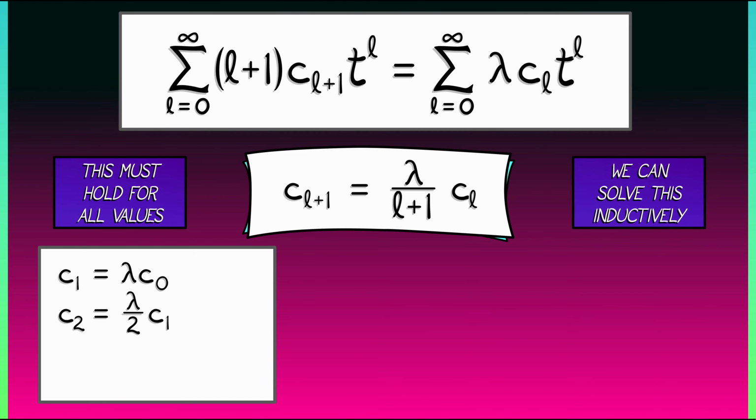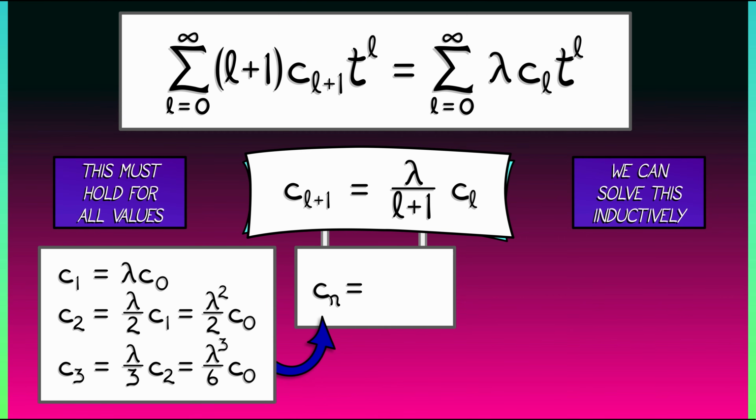But I know what c_1 is, so I get that c_2 is lambda squared over 2 times c_0. Let's keep going. What's c_3? I'm going to plug in L equals 2 into that formula. I get that c_3 is lambda divided by 3 times c_2, which is lambda cubed over 6 times c_0. Now step back, take a look. Aha, I see a pattern. Inducting, you can show that c sub n, for general n, is lambda to the n divided by n factorial times c_0.